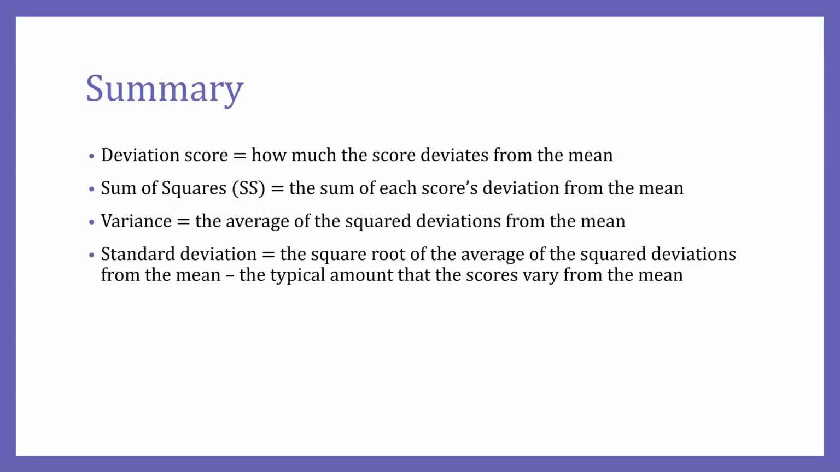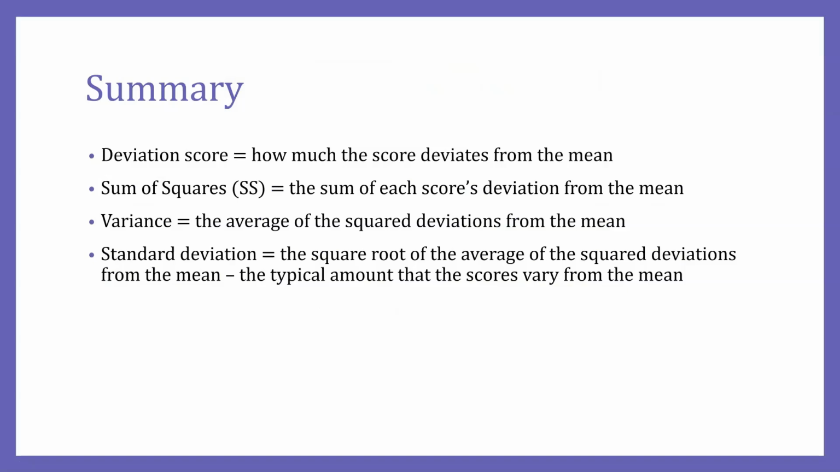Another quick summary, just some of the definitions that we learned. So an important thing to understand is the deviation score, which is how much the score deviates from the mean. The important thing to remember with that is it's the basis of our standard deviation. That's what we're trying to do. I know it went through multiple rounds of math and abstractness, but ultimately what it's looking at is how much each score deviates from the mean.